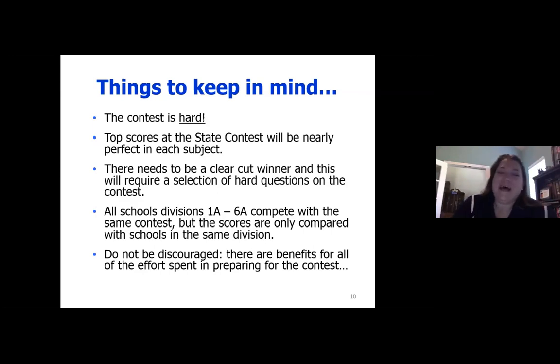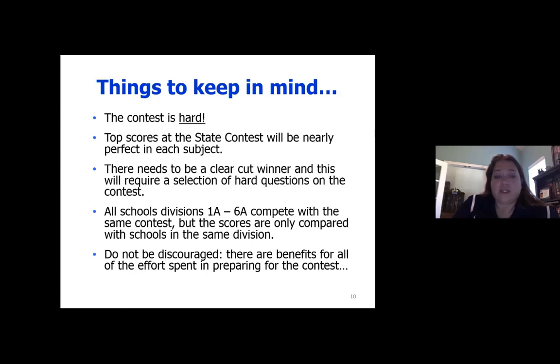So again, I'm going to reiterate, there needs to be a clear-cut winner. That's why we build the questions the way that we do on the contest. We would love to give everybody A's. We would love to give everybody 100% on these and medals, but it is a competition, so we need to be able to have a clear-cut winner. On occasion, there are ties. There are tie-breaking procedures that we can use, but sometimes there are true ties and we can't actually break them.